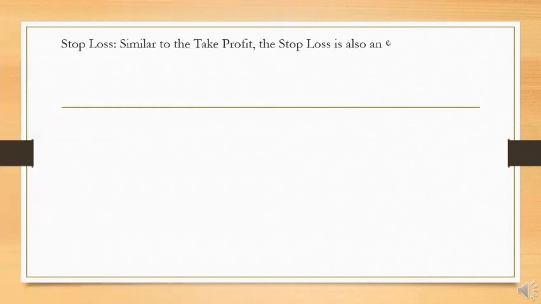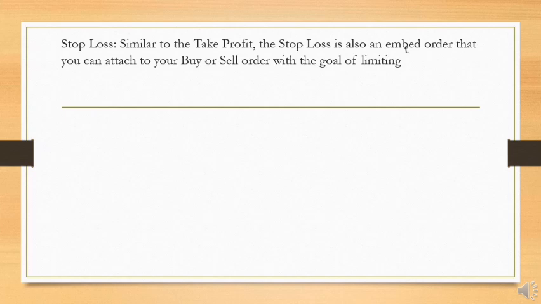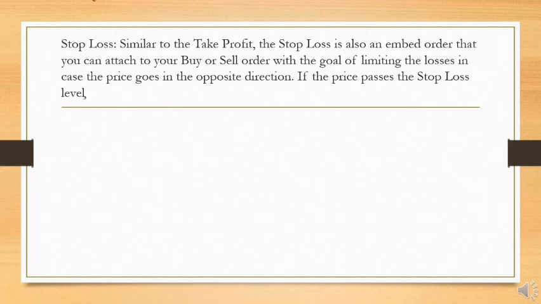While stop loss is similar to the take profit, the stop loss is also an embedded order that you can attach to your buy or sell order with the goal of limiting the losses in case the price goes in the opposite direction. If the price reaches the stop loss level, the order will automatically be closed, as shown below.